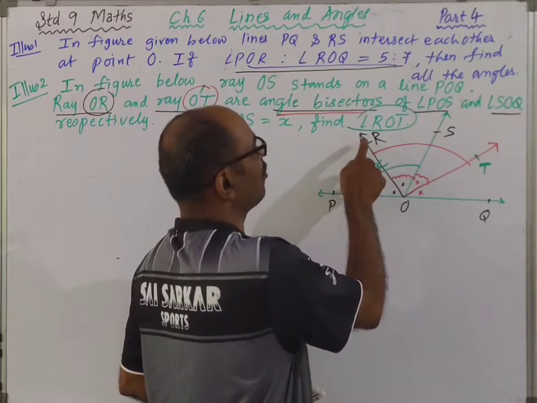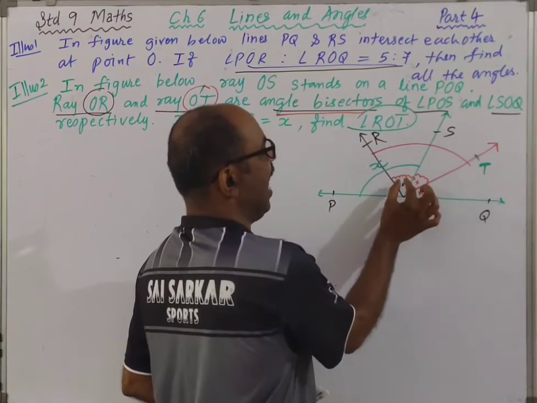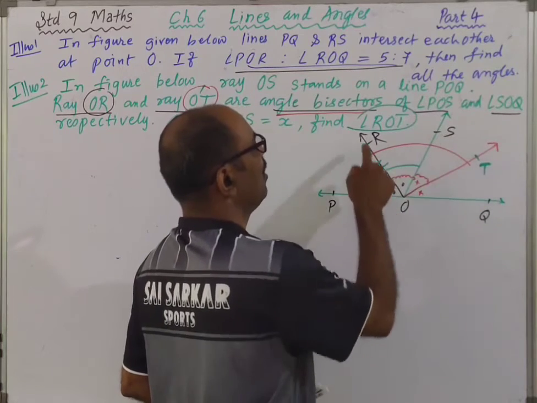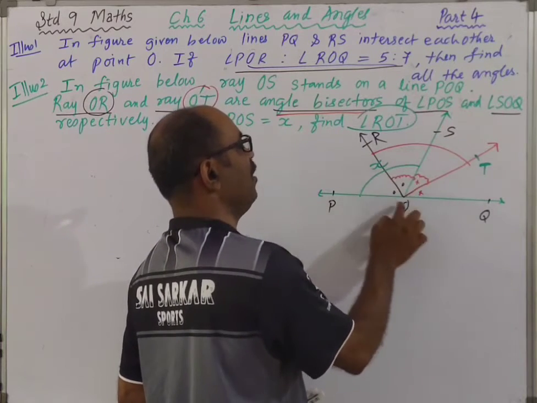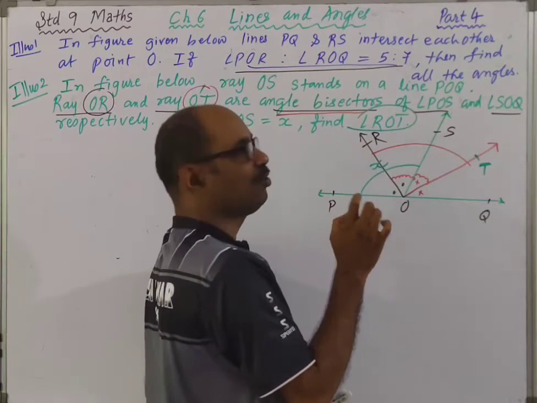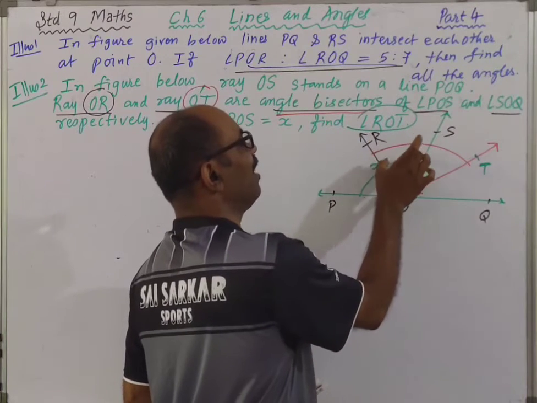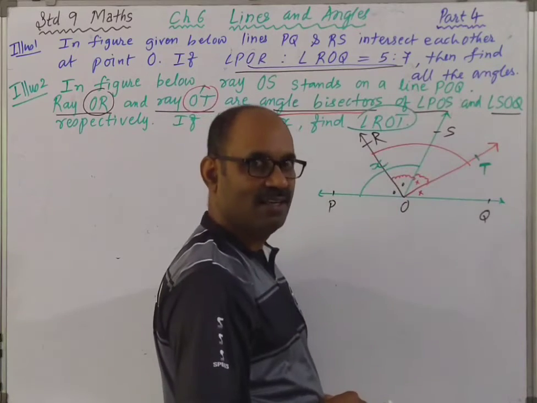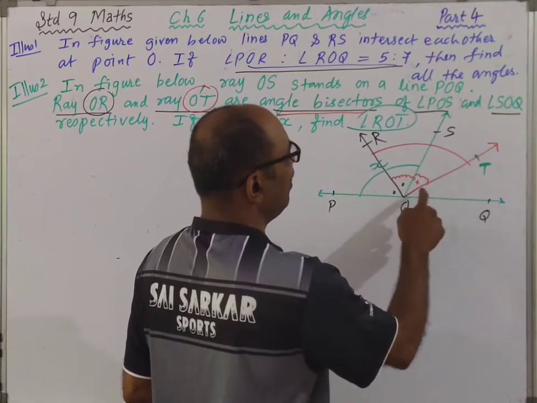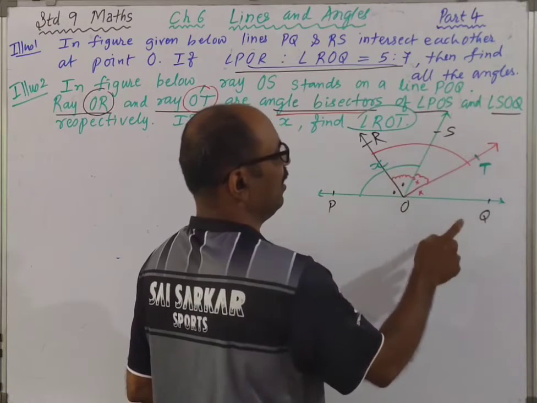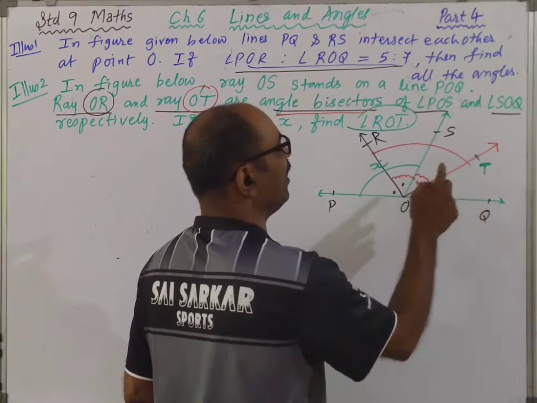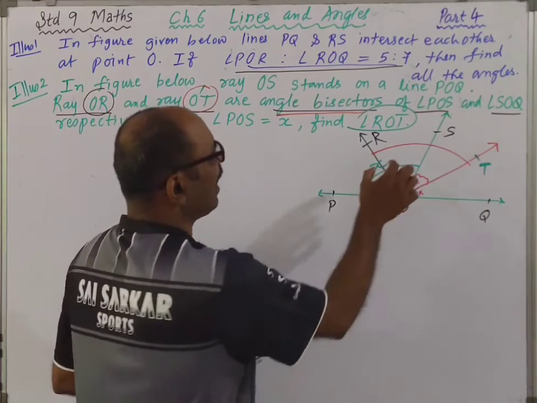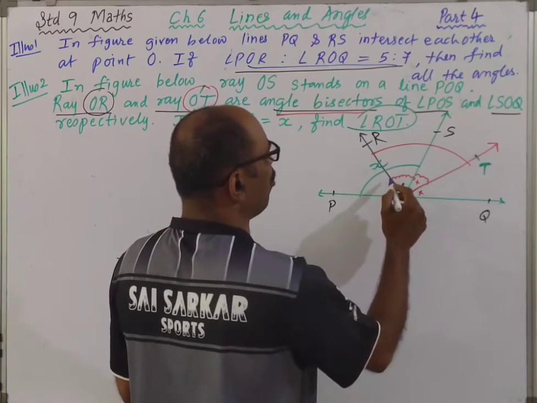Our aim is to find the measure of angle ROT, and it has two parts, ROS and TOS. Now ROS and POR are two angles formed because of the bisector. So angle ROS equals angle POR, which equals half of POS. Correct? Same way, angle TOS equals angle QOT, which equals half of angle QOS. You can just use this. You are interested only in this.